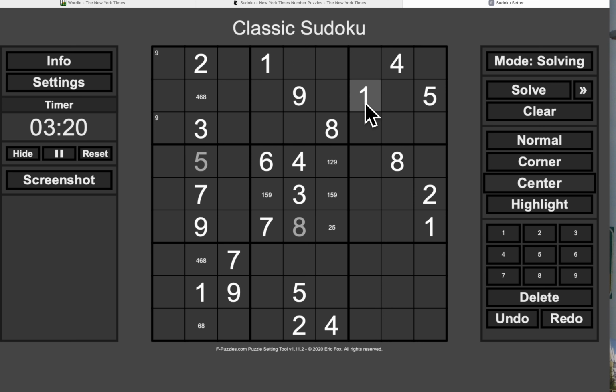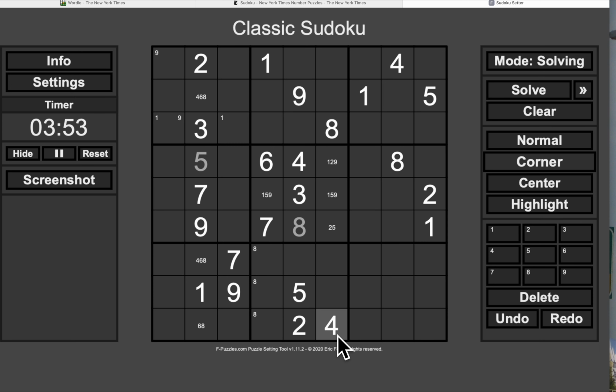Let's see, there's a 1, there's a 1. I need a 1 in the bottom here. These two are both 1 candidates anyway. That's all I get in my first 3 rows. Let's see. There's an 8, there's an 8. I need an 8 on the left. Down there, like that.